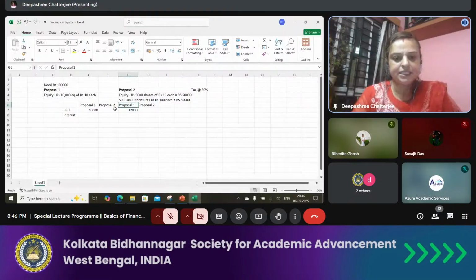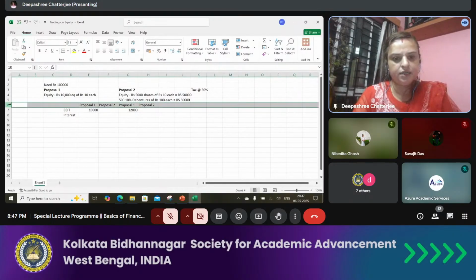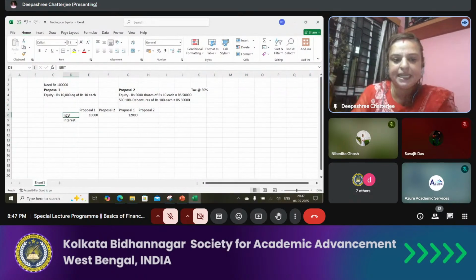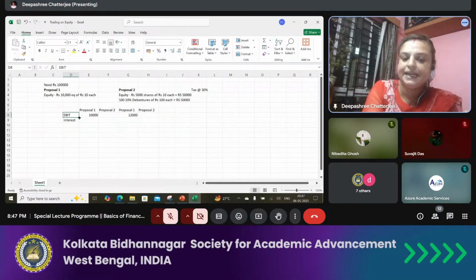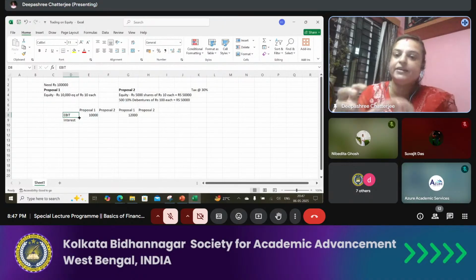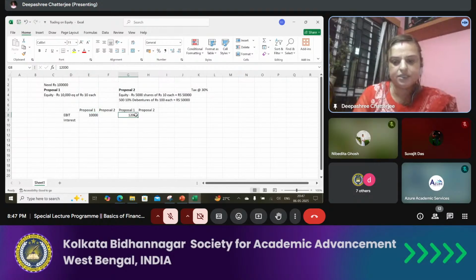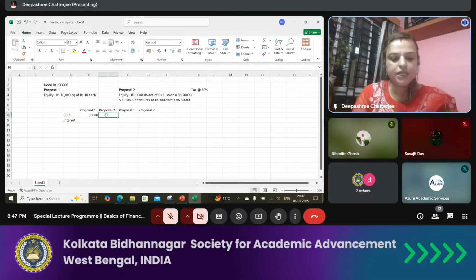Let's look at the first case, right? So let's see a first case where your EBIT, what is EBIT? EBIT is earning before interest and tax. So before we have paid interest, the earnings before interest and tax that we earn, right? So let this EBIT be 10,000. So we have 10,000 as EBIT. In proposal 2 also we have 10,000 as EBIT.